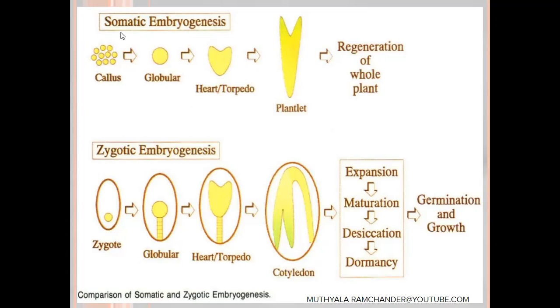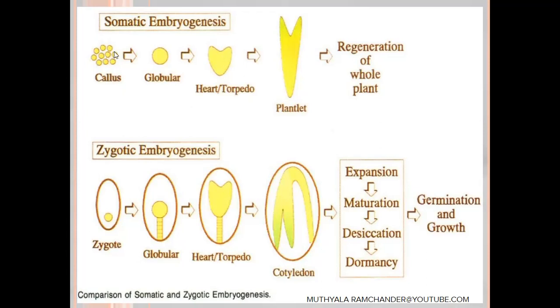So we collect the explants from root, shoot, leaf. Those explants are transferred into the nutrient medium. The explants generate or produce callus. Callus is a mass of cells present on the nutrient medium.